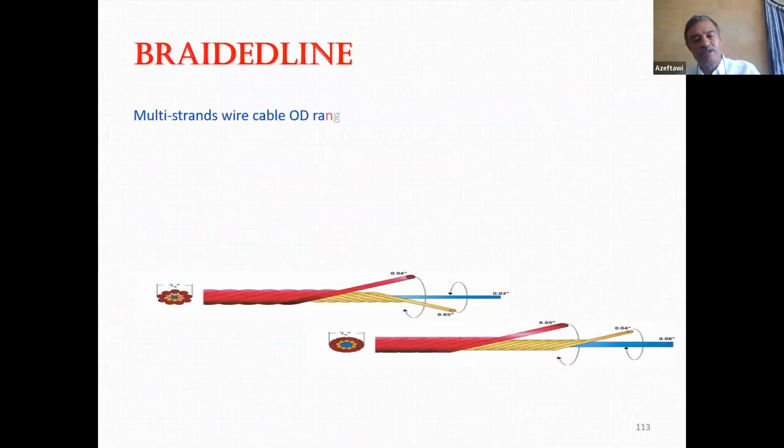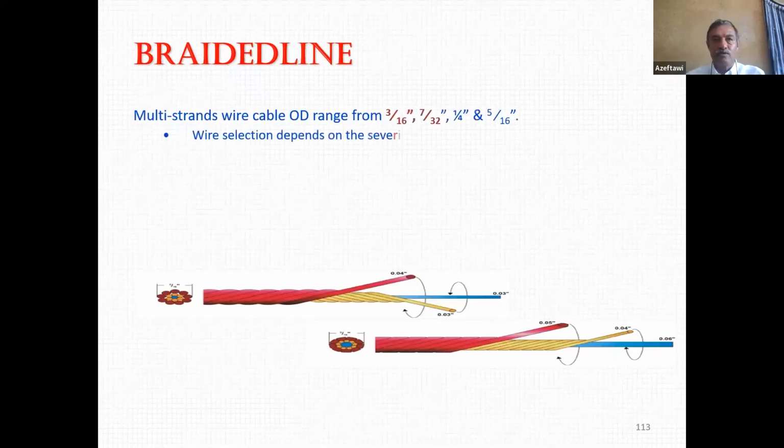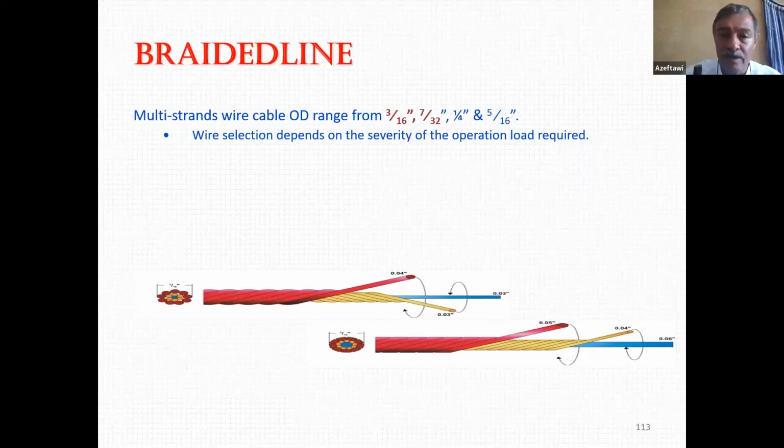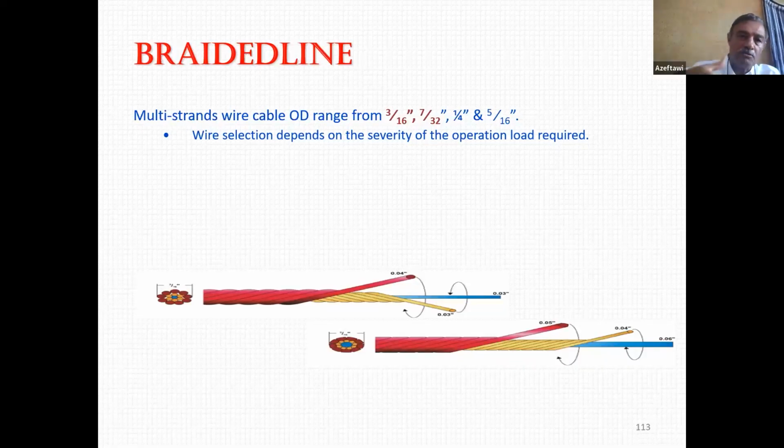But the braided line, which is a multi-strand wire, normally has an OD of 3/16 or 7/32. This is the one, the braided line. And as I said, we use it mainly for fishing. We use it for swabbing also. So why do we use it for these services? Because we need more tensile strength on the wire.